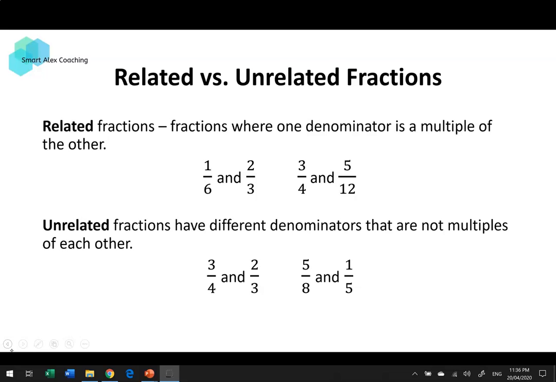For example, 1/6 and 2/3, 6 is a multiple of 3. 3/4 and 5/12, 12 is a multiple of 4. Unrelated fractions, on the other hand, have different denominators that are not multiples of each other. 3/4 and 2/3, neither 4 nor 3 are multiples of each other. Similarly, 5/8 and 1/5, neither 8 nor 5 are multiples of each other.